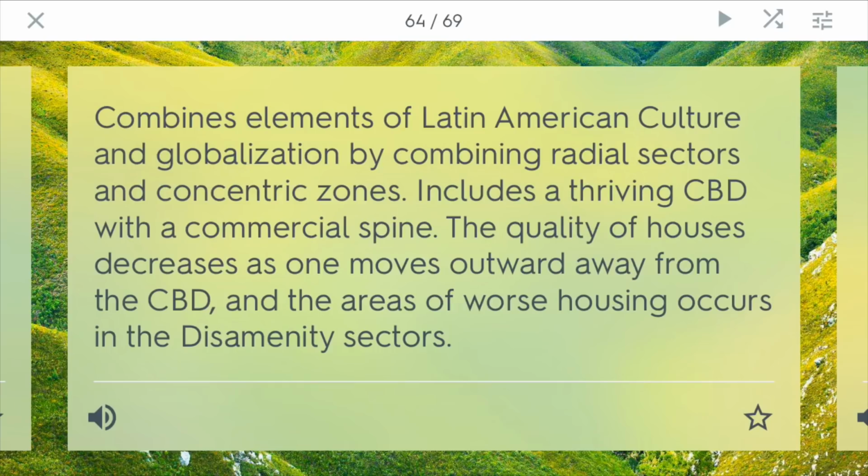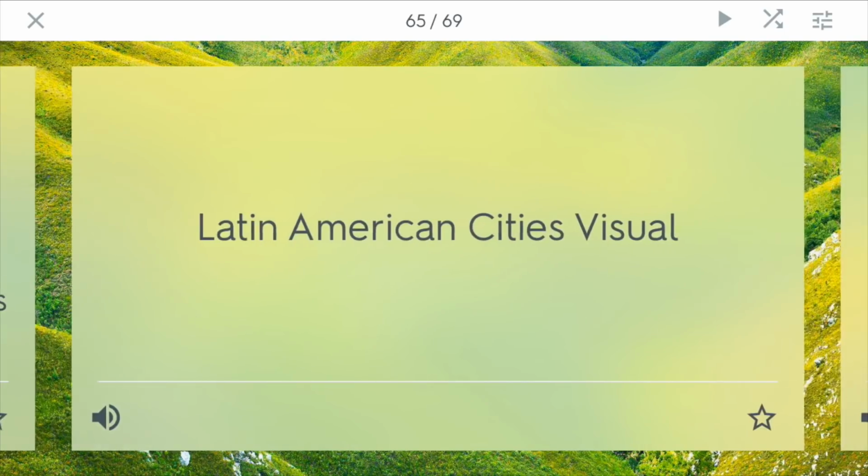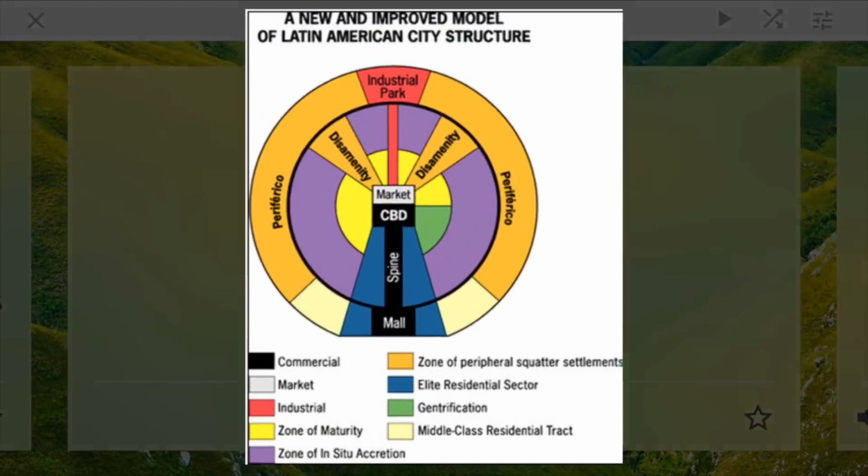The quality of houses decreases as one moves outward from the CBD. So the inner city, if you will, is actually the outer city. The slums are located on the outskirts of these cities. And these areas of worst housing occur in the so-called disamenity sectors, as seen here.